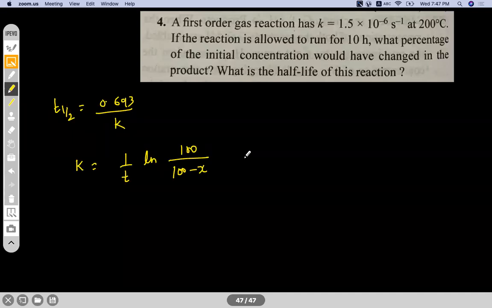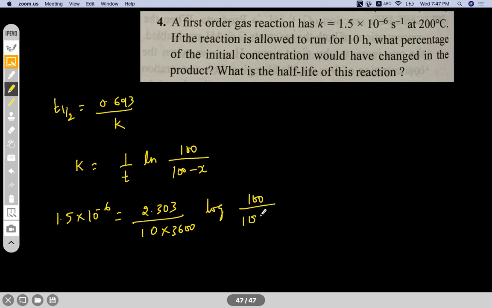right? 2.303 you can multiply, but keep one thing in mind: K is given in seconds, so you have to convert time into seconds. So this would be 1.5 into 10 to the power minus 6 equals 2.303 by time, which is 10 hours, so 10 into 3600 seconds, times log of 100 by 100 minus X. That is the X you need to solve, since initially we have assumed it is 100. So whatever X you get will be the answer.